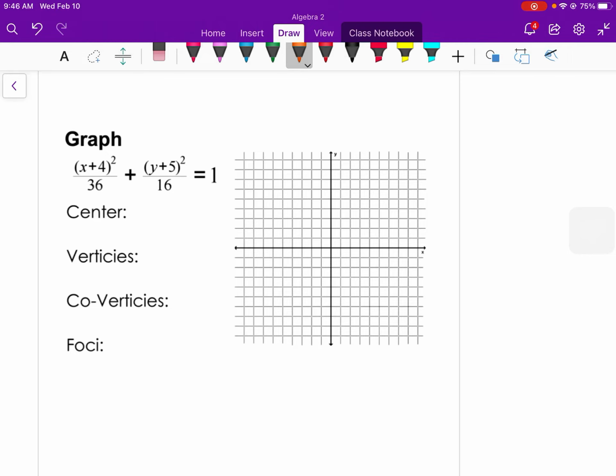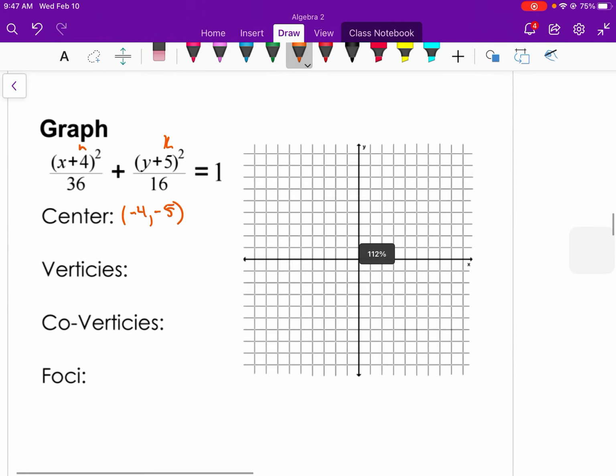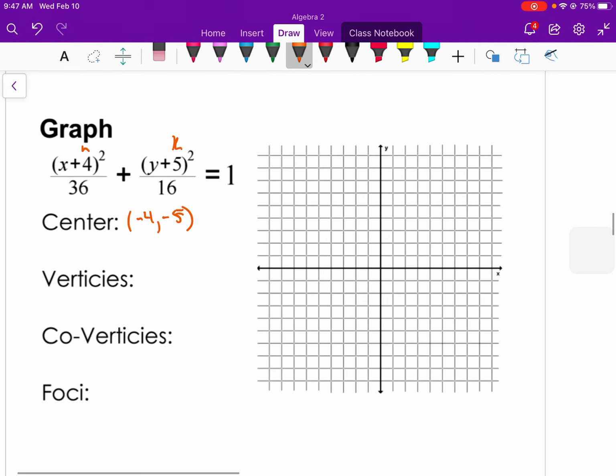So since we're going in order, next we'll have ellipses. In this case, remember, we are looking for the bigger of the two for our a squared. But first, I'm going to look at the center. The center is for our hk still. So when we have h with x and k with y, our center is going to be opposite. So -4 and -5 here is our center.